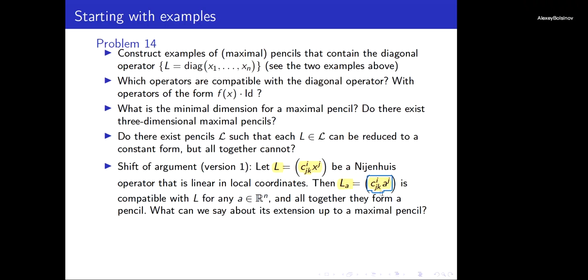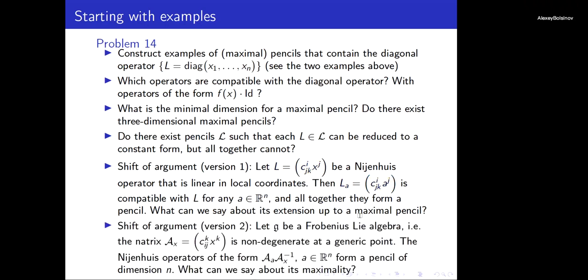There's another version of this question here. It's the shift of argument, version 2. Let us consider a so-called Frobenius-Lie algebra. This is a Lie algebra with structure constants c_ij^k, which in the previous question were structure constants of a left symmetric algebra. Now these are structure constants of a Lie algebra. Frobenius means that the matrix c_ij^k x_k is invertible for generic x.